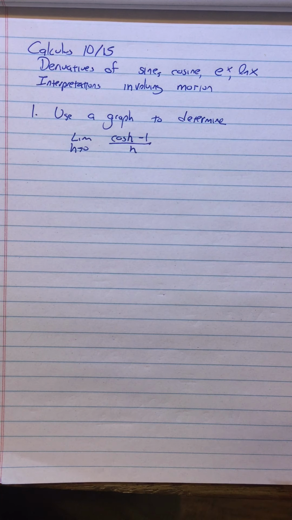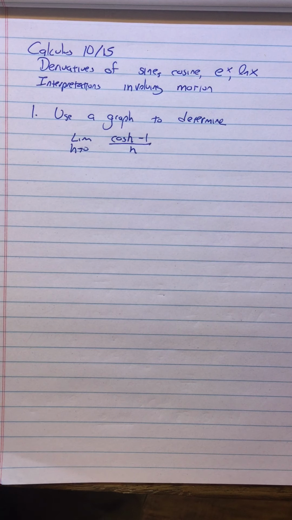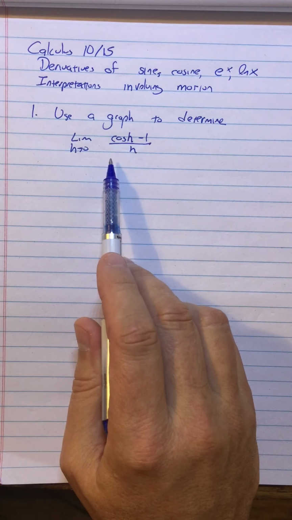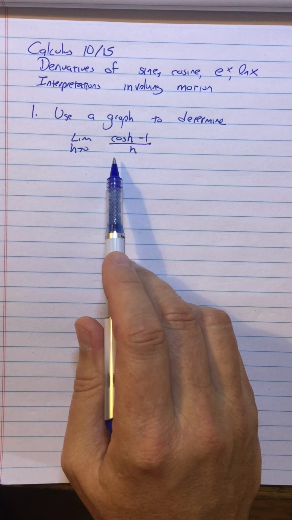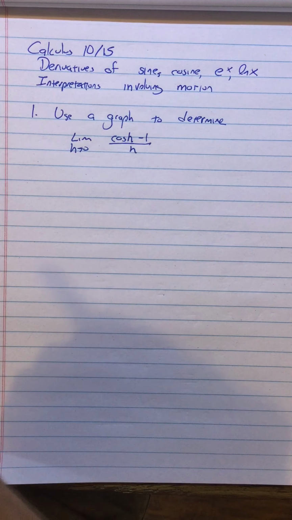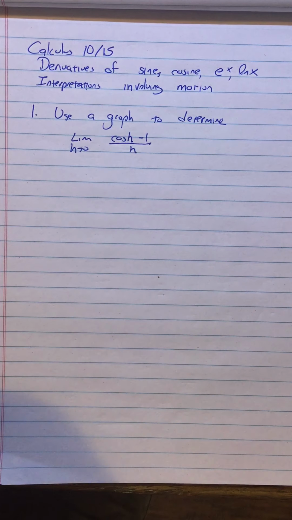So to start this one about sine, cosine, and so forth, the first thing that we need, as a preliminary observation, is what is the limit as h approaches 0 of cosine h minus 1 over h? All right, you should use a graph to determine that. So why don't you pause the video right now and determine this limit using a graph.